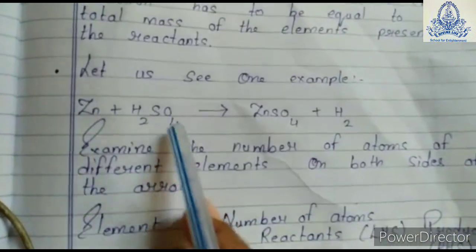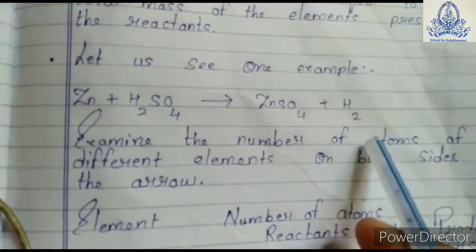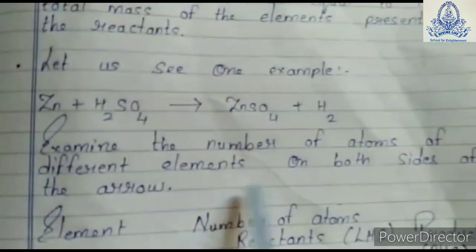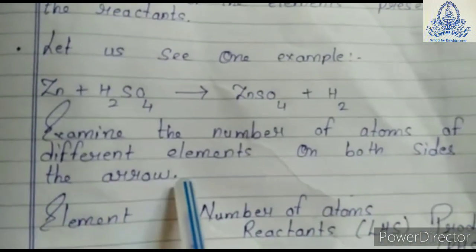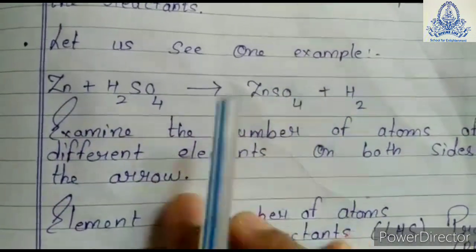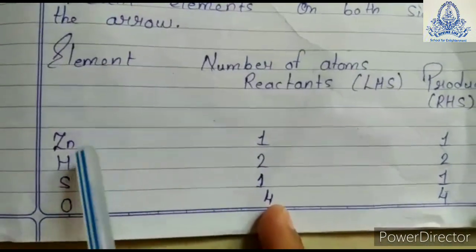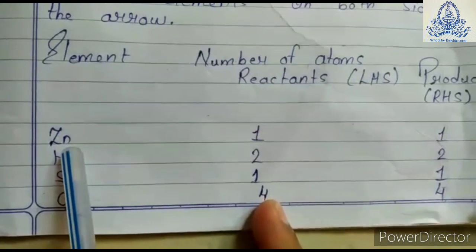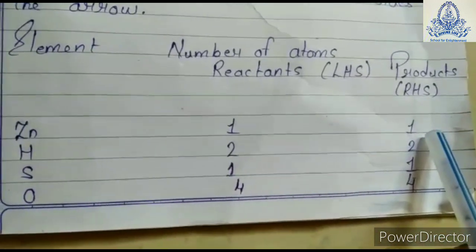When zinc reacts with sulfuric acid, it gives us zinc sulfate and hydrogen gas is released. Now examine the number of atoms of different elements on both sides of the arrow. Let us see on the reactant side and on the product side. If you see properly, the number of atoms of zinc on the reactant side is 1 as well as on the product side is also 1.